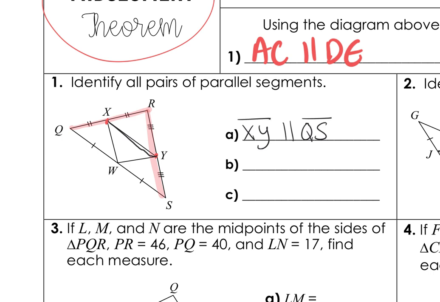But I could look at it a couple of other ways. So I'm going to kind of erase this. And then I could also say that XW could be a mid-segment, right? Because that's a midpoint, that's a midpoint. So that could be parallel to RS. So we could have XW parallel to RS. And then you have a third mid-segment in here. You've got WY, because W is a midpoint, Y is a midpoint. So WY could be parallel to QR.